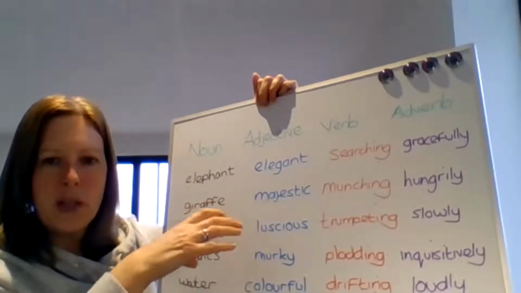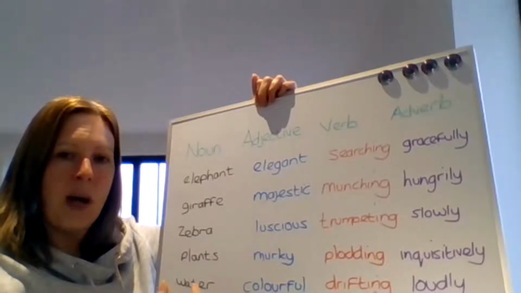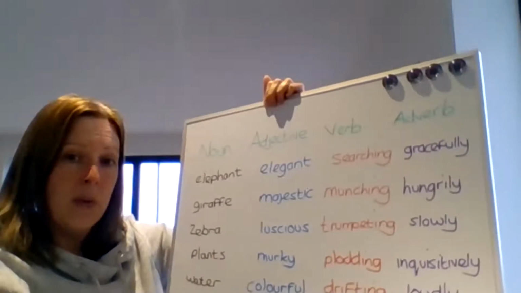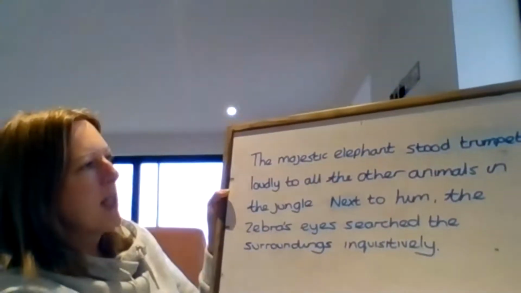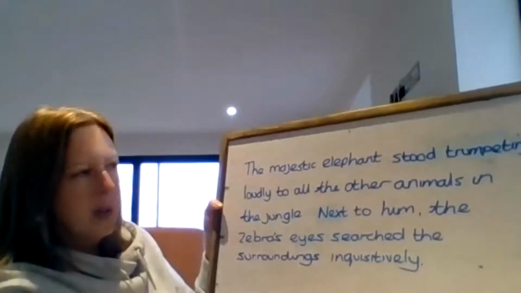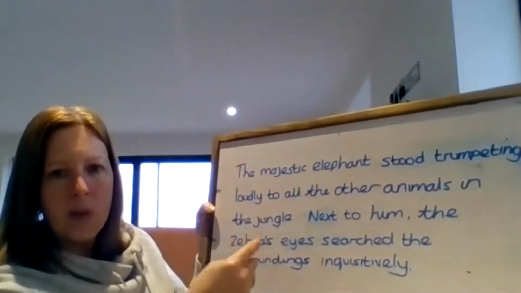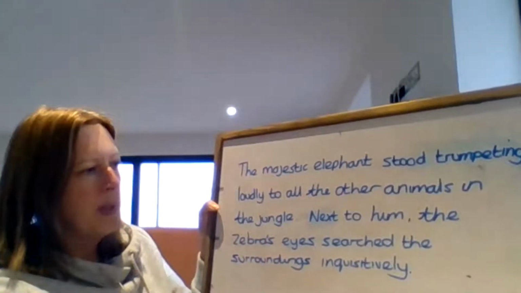And once we've got this written down, then we can use these words to put together our sentences for our descriptive writing, just like we saw on the video. So again, I've taken those words and I started to put them together in sentences. So far, I have got: the majestic elephant stood trumpeting loudly to all the other animals in the jungle. So we can recognise some of those words in that first sentence, but we've added a bit more detail to explain a little bit more about what's going on.